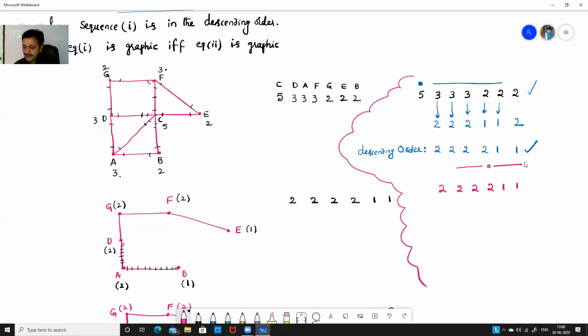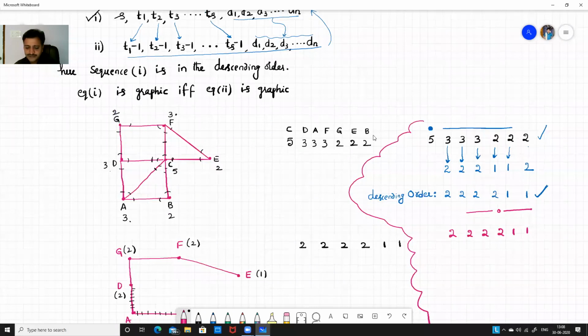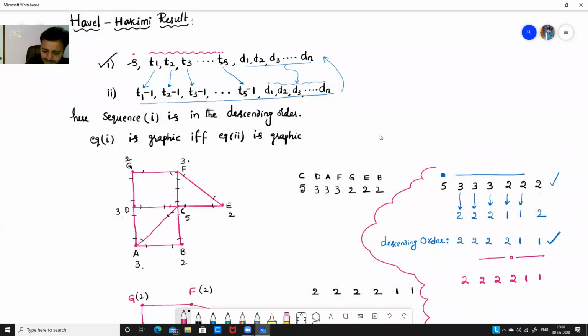What does the Havel result say? Havel result says that first just point out the first degree, so that is indicated S. Here, what is the first one? 2. Place a dot here. So now you consider the next immediate two vertices degrees. From those two vertices degrees, you have to subtract one. It means you have to consider only this part, and from that you subtract one.